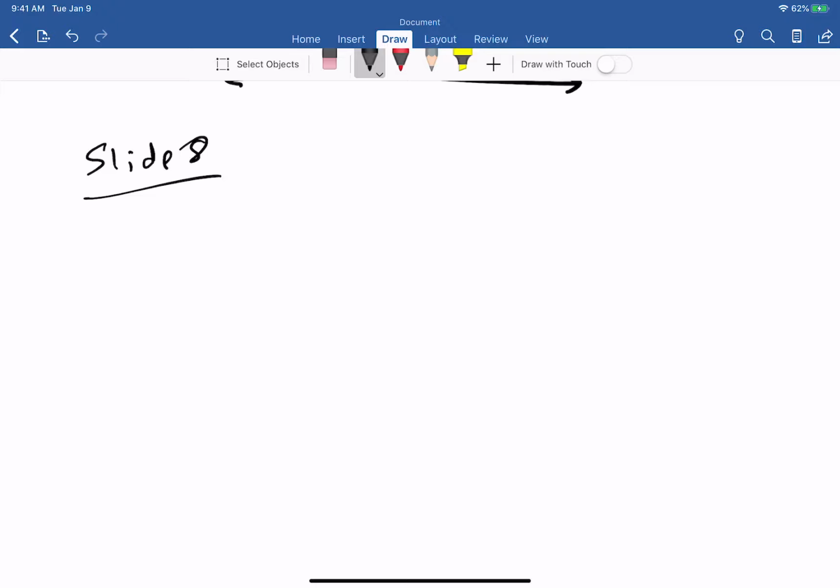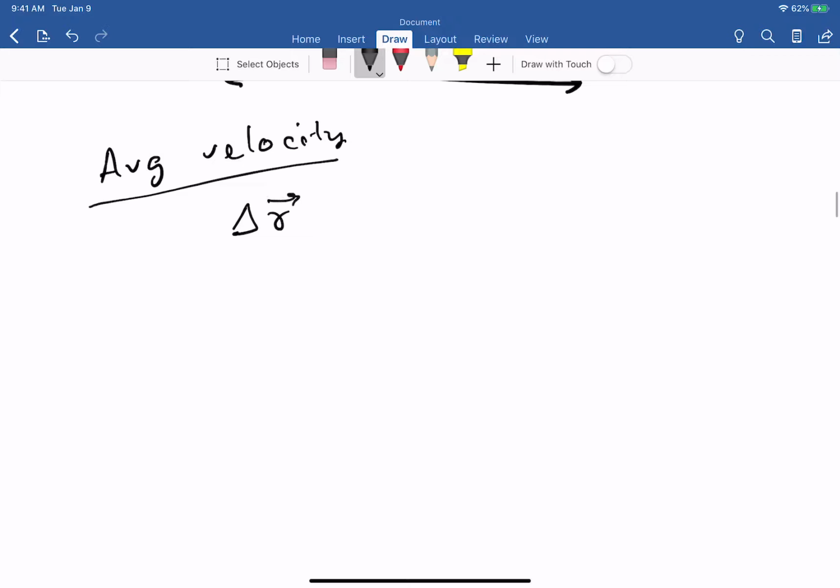The next thing that we're going to talk about is average velocity. So average velocity is the total displacement divided by the total time. It is the change in displacement divided by the change in time. That's the definition of average velocity.